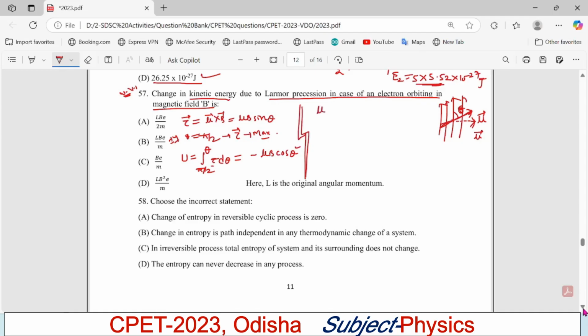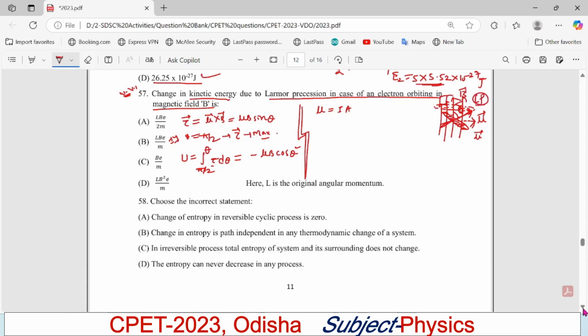And in electromagnetic fields, mu is nothing but I into A, I is current and A is the loop area. Now consider the electron orbiting. If this is the magnetic dipole moment, the electron is circulating like this, and the electron's circulating area is like this. This magnetic moment precesses about the magnetic field like this, which is called the Larmor precession, and in that way we can get the Larmor frequency.